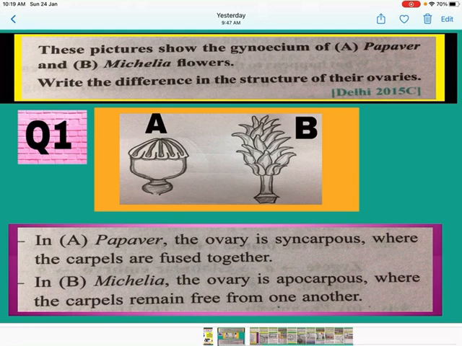The gynoecium is the female part of the flower, and in these two flowers, the gynoecium has more than one pistil, so it is multicarpellary. Now, these pistils may be fused or may be free. Now, see in A, Papaver, the ovary is syncarpous. See the diagram? It is a syncarpous ovary, where the carpels are fused together.